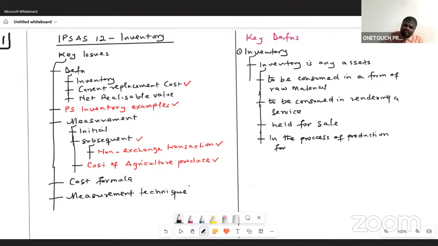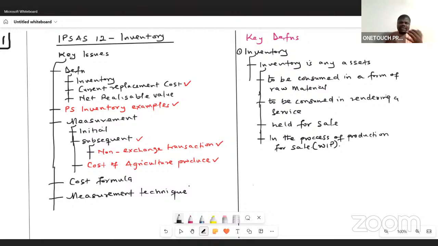For sale. In other words, we are producing it to sell, but it's not complete. So we are talking of work in progress. So once we are talking of inventory, four things come to mind under IPSAS 12.